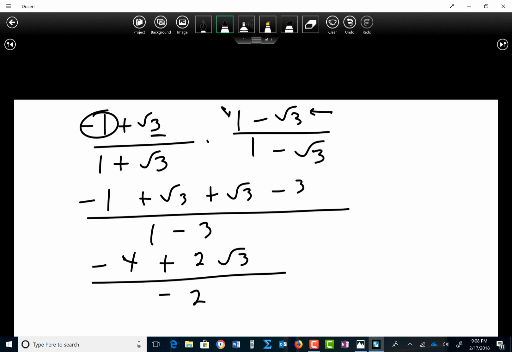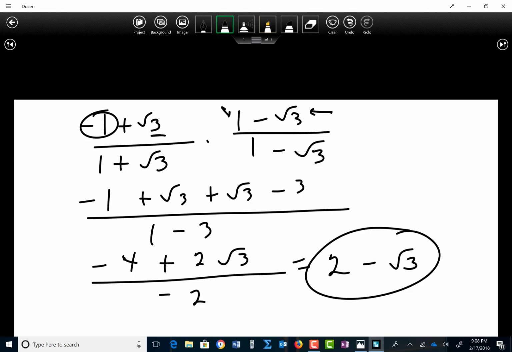I can take that negative 2 and divide it into negative 4 and the plus 2 because it'll go into both of them. So negative 2 into negative 4 is positive 2. And negative 2 into 2 square root of 3 is minus square root of 3. So that's how you're getting your answers from your sheet. So that's what these look like.